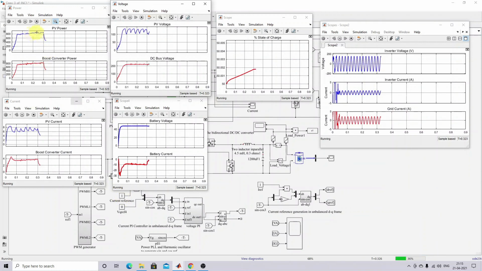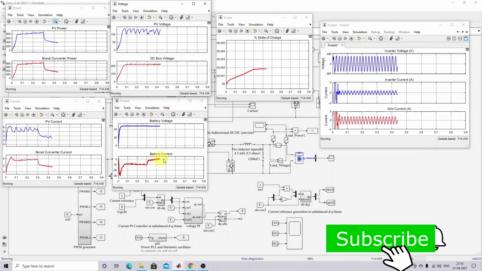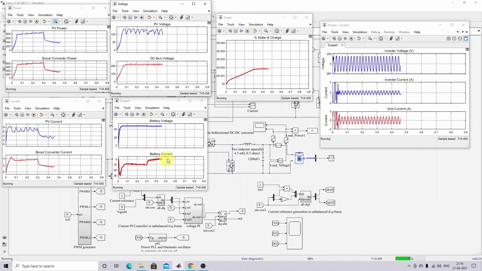Now you can see that because of the change in irradiation from 1000 watts per meter square to 500 watts per meter square, there is variation in the PV power and the converter power, everything. Also, the DC bus voltage is maintained around only 220 volt, even with the change in irradiation. But look at the battery current: it changes from -10 to nearly 0. The battery is not in charging or discharging mode, so it is in idle condition.